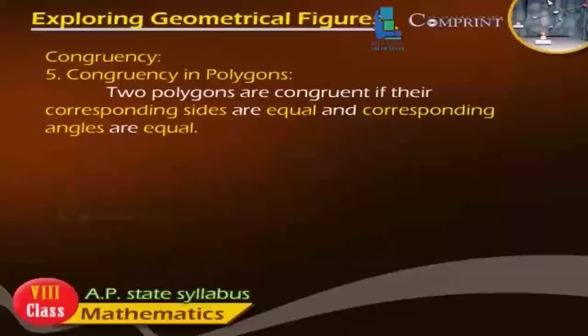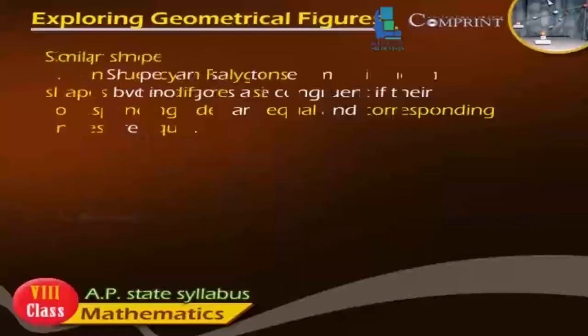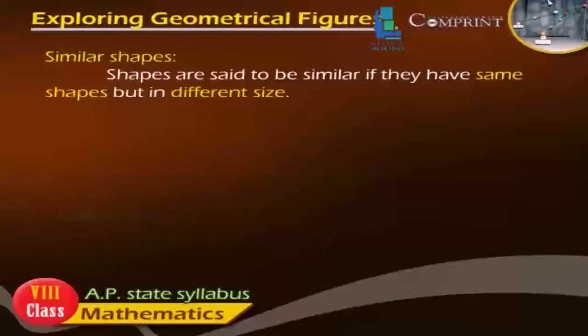Congruency in polygons. Two polygons are congruent if their corresponding sides are equal and corresponding angles are equal. Similar shapes. Shapes are said to be similar if they have the same shape but different size.